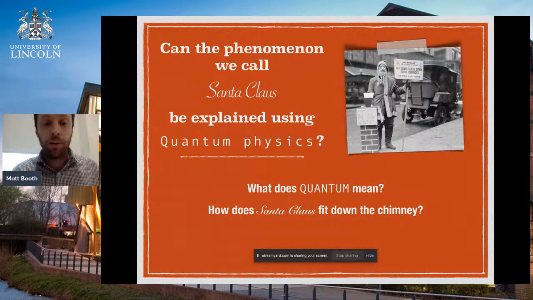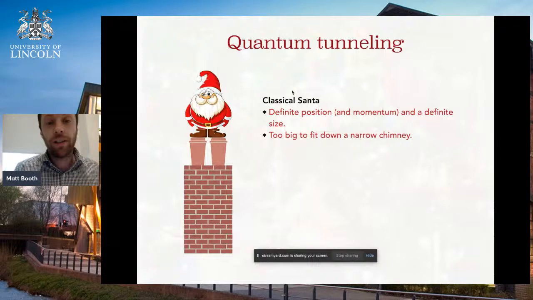But what has this got to do with Santa Claus fitting down the chimney? Well, the answer is quantum tunneling. So if we treat Santa as a classical Santa, so this is not a quantum Santa, then he has a definite position and a definite size. And unfortunately, this size is too big to fit down this narrow chimney. So classical Santa cannot get down the chimney to deliver the present.